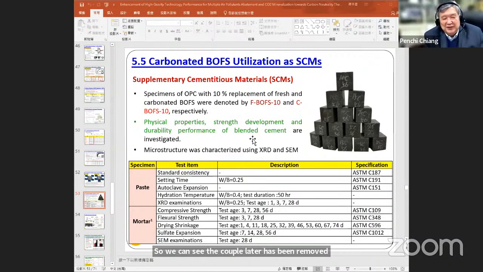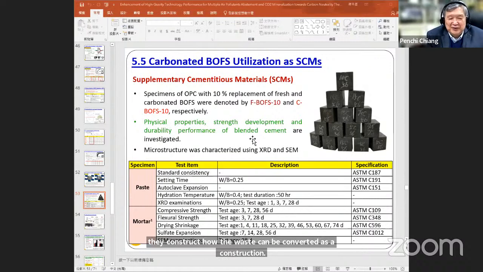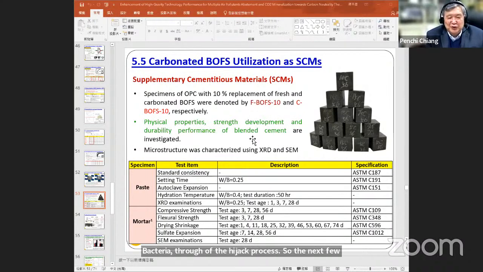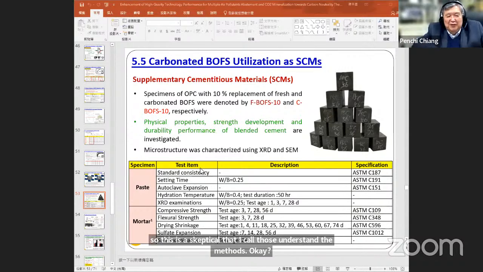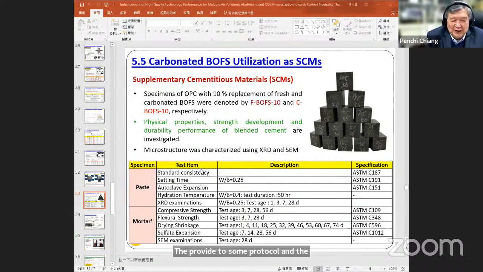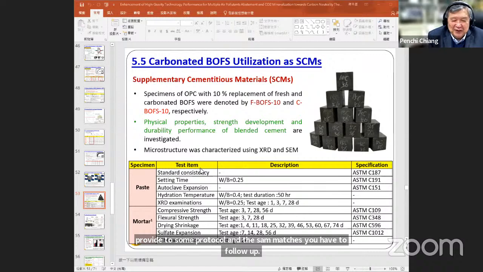Then consider the circular economy. See how the waste can be converted into construction materials throughout the High-G process. So the next few slides are going to demonstrate this. The waste can be successfully converted into construction materials based on some international specs. This is ASTM, which I call the standard methods, that provide some protocols and methods you have to follow in order to compare with the benchmark, I mean also the standard.